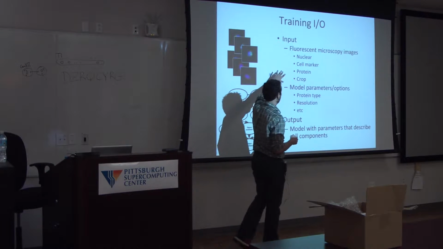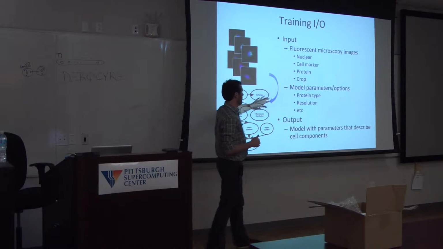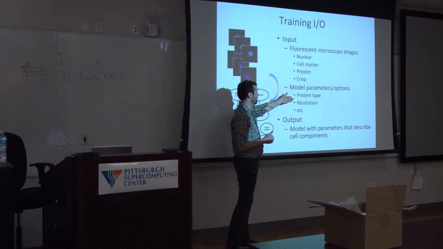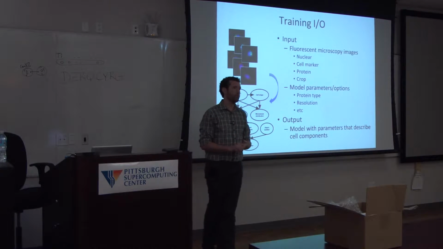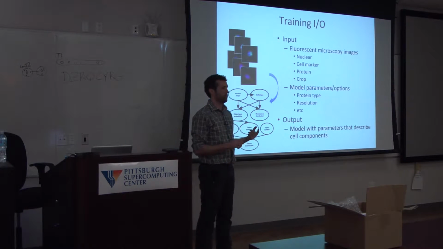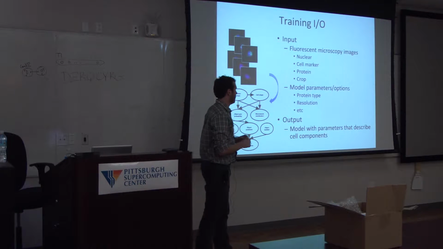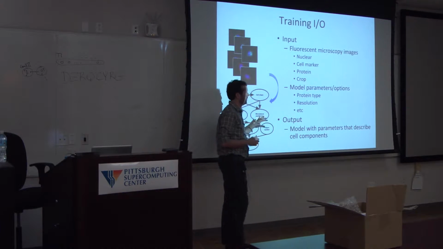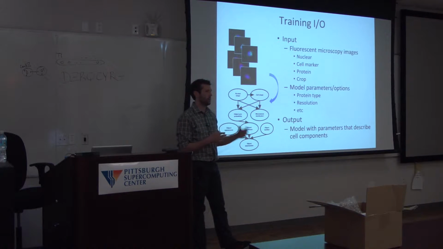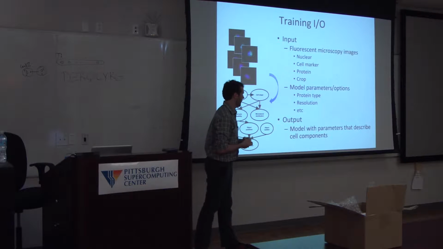Okay, so once you have your inputs, you're going to get some sort of model parameters that we also need from you. So we need to know what protein type you're going to train a model for. So that's like, are you doing vesicles? Are you doing microtubules? That we call a network model. And that's important for selecting what type of model gets trained, which we talked a little bit about using Gaussian mixture modeling or inverse modeling in the case of the microtubules.